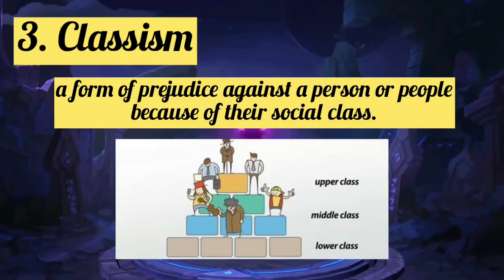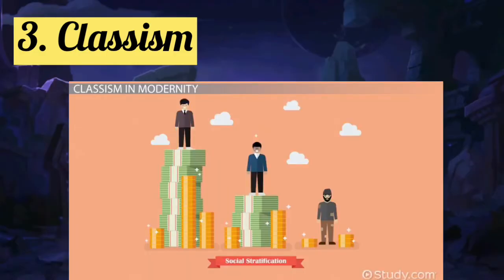Next one is social class or class discrimination, that is classism. It is a form of prejudice against a person or people because of their social class, because we tend to label certain persons as high class or upper class, middle class or lower class. So how to avoid classism?